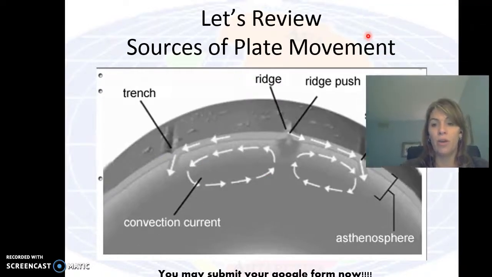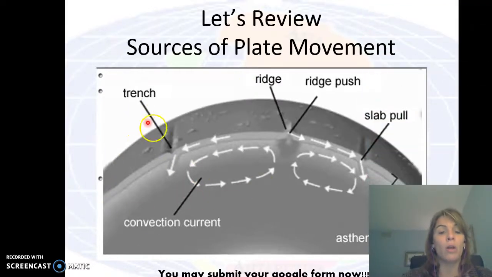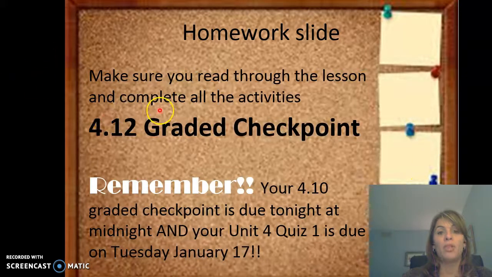There's some review here. Make sure you know all of these terms: convection current, asthenosphere, slab pull, ridge push, ridge, and trench. Make sure you read through the lesson and complete all the activities. By the way, you may submit your Google form now.